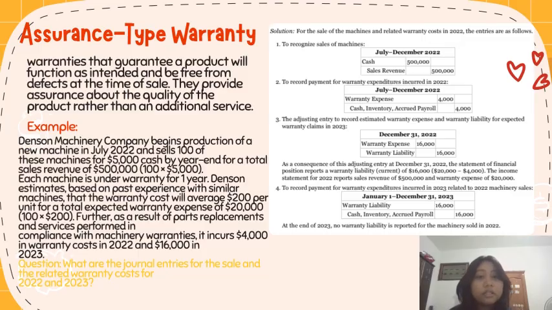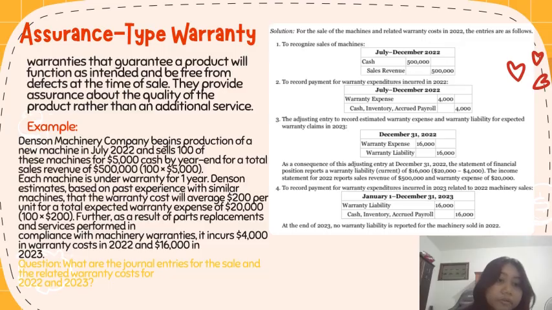As a consequence of this adjusting entry at December 31st, 2022, the statement of financial position reports a warranty liability, a current liability, of $16,000, which is $20,000 minus $4,000. Then the income statement for 2022 reports sales revenue of $500,000 and warranty expense of $20,000.